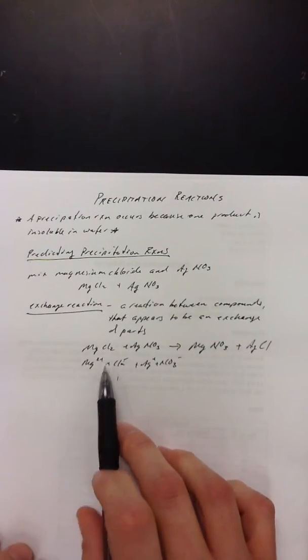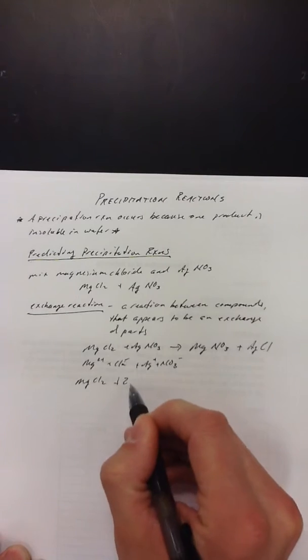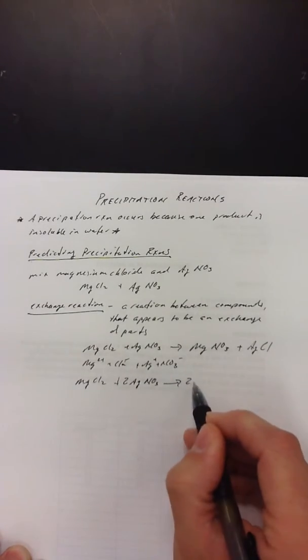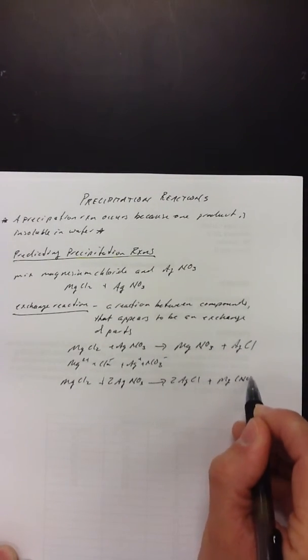If we were to go ahead and balance this equation, we get magnesium chloride and 2 silver nitrate yields 2 silver chloride plus Mg(NO3)2. So as we proceed, we verify that magnesium chloride and silver nitrate are soluble, and then check the solubilities of the products. So first of all, Rule 3 says that chlorides are soluble with certain exceptions, which do not include magnesium chloride. So we can predict that magnesium chloride is soluble.